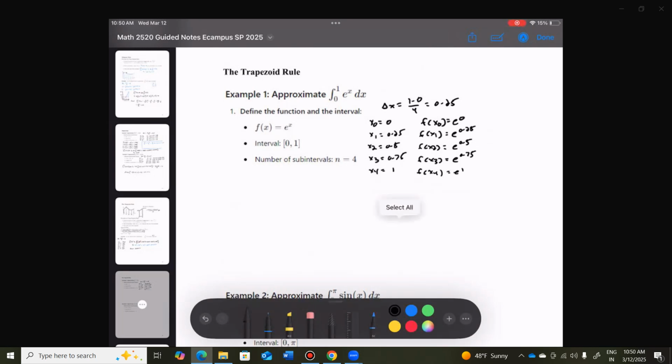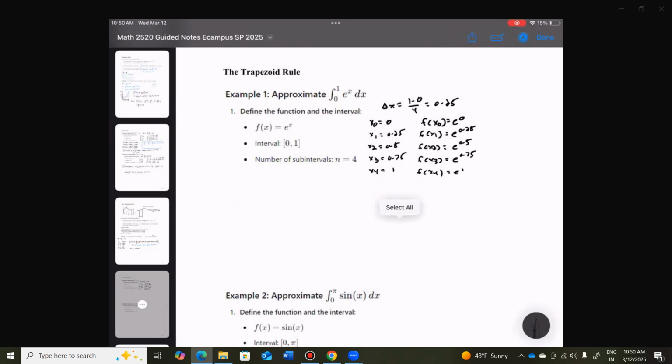Okay. So now the integral approximation is 0.25, that's your delta x, over 2 times e to the 0 plus 2e to the 0.25 plus 2e to the 0.5 plus 2e to the 0.75 plus e to the first. And so when we put this in a calculator, you'll get approximately 1.7272.